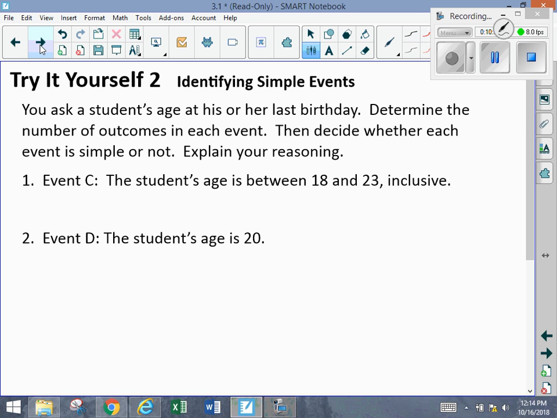Okay, here we go. If we ask a student's age at his or her last birthday, let's determine the number of outcomes of each of these events, and then decide whether each event is simple or not. Let's explain our reasoning. Event C: the student's age is between 18 and 23. So what are our possible outcomes? Our sample space looks like 18, 19, 20, 21, 22, 23.